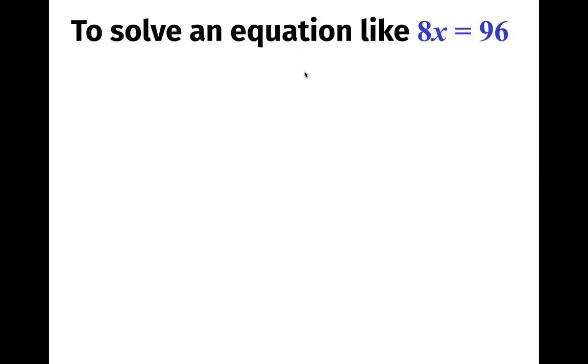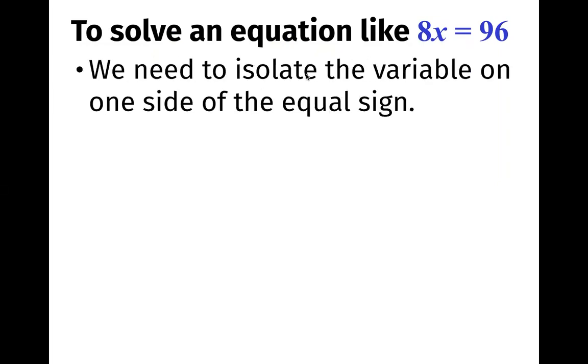8x equals 96. We can see here that x is being multiplied by 8. And to undo multiplication, you're going to have to divide both sides by whatever value is keeping x from being by itself. Same goes for if you were dividing anything by 8, you would multiply both sides by 8. So let's go ahead and see how we solve this equation.